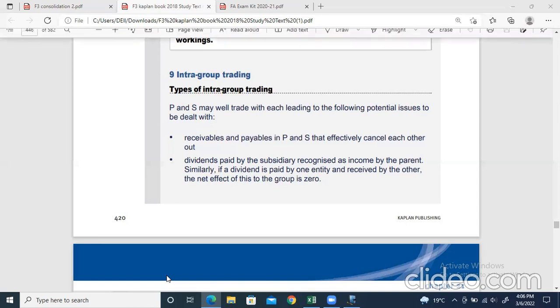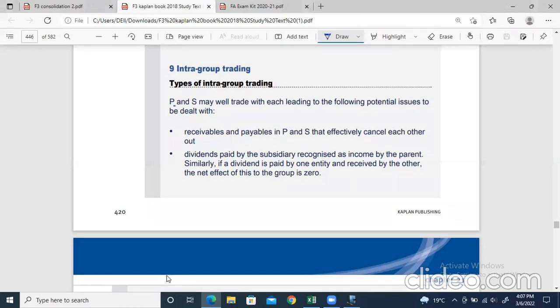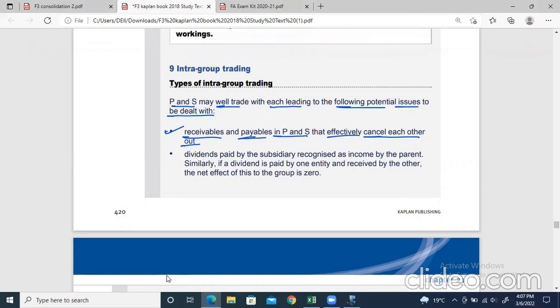Okay, first of all, let's see this intergroup trading. So this is the same as intercompany transactions. The parent and subsidiary may well trade with each other, leading to the following potential issues to be dealt with. The first issue is receivables and payables of parent and subsidiary that effectively cancel each other out because they're happening within the same company, right? So again, it's the same thing that I explained to you. We have to eliminate them against each other.